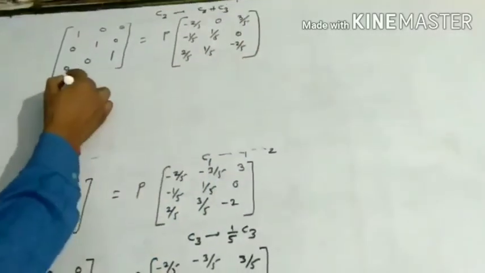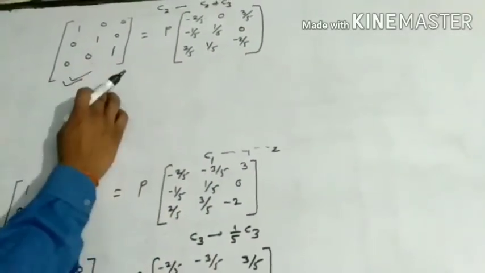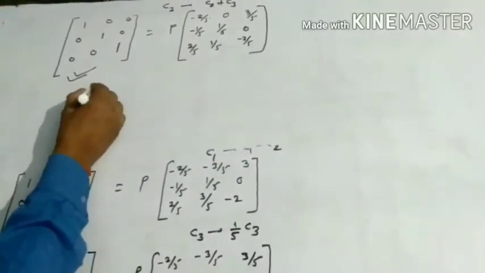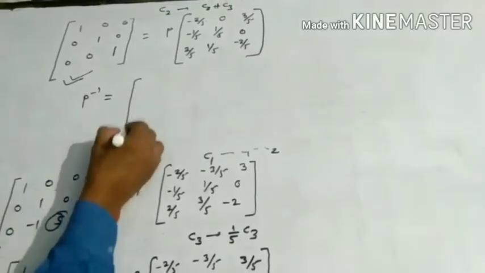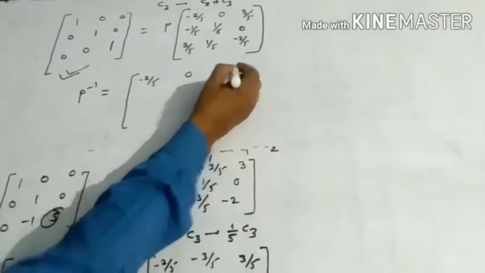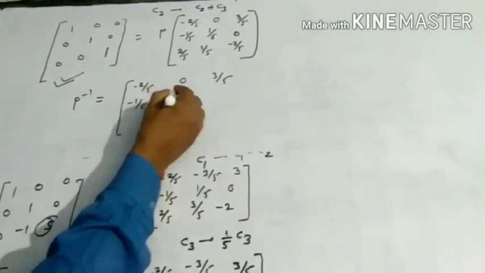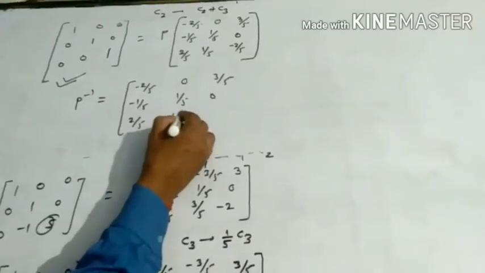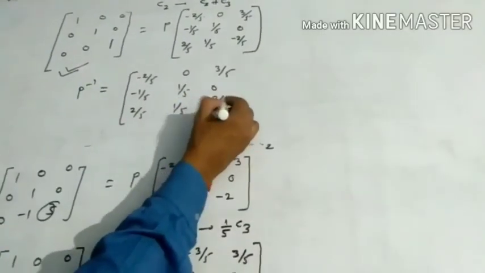So here you have to see on this side this is the identity matrix of order 3. So the value of P inverse is: P inverse equals -2 by 5, 0, 3 by 5, -1 by 5, 1 by 5, 0, 2 by 5, 1 by 5, -2 by 5.